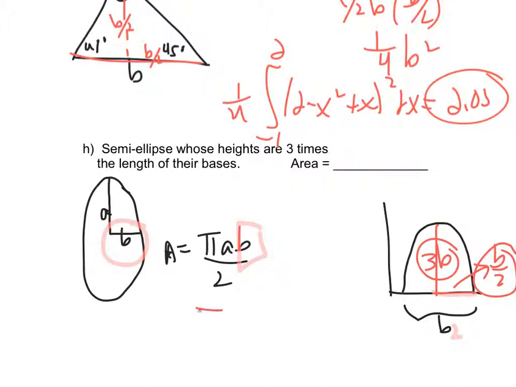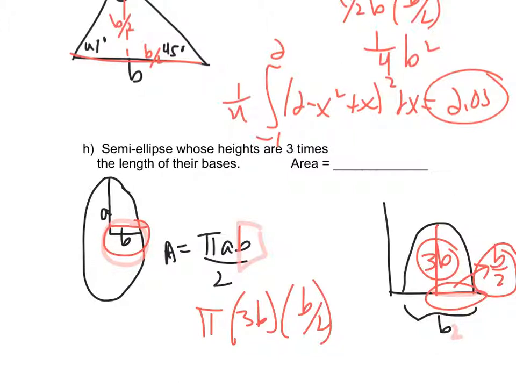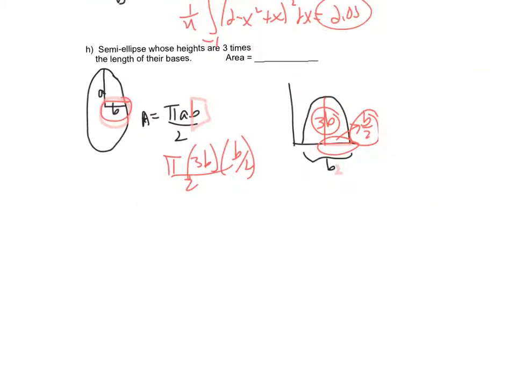So if you plug in, you get pi times, again, the a value is 3b. Your b value is b over 2, because your b value in this case is half of the whole base. And then it's divided by 2. So that simplifies to, let's make it 3 pi over 4, because the 2's multiply. You've got a 3 and a pi there, b squared. That would be your area, given that the shape of your cross-section is a semi-ellipse.